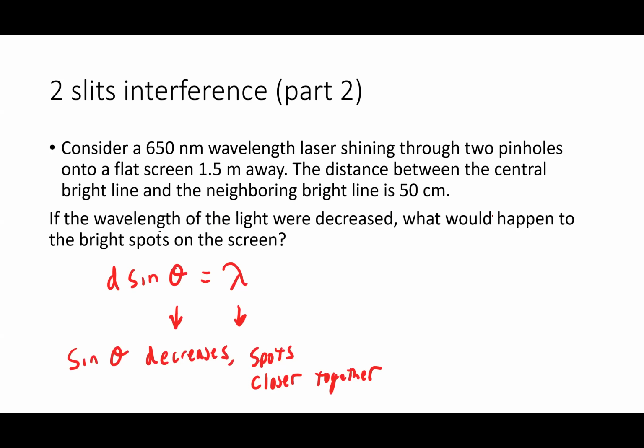Now, if the wavelength was changed, then something about the pattern on the screen is going to change. So, for example, with this d sine theta, the distance between the slits is not changing as I decrease the wavelength. So if I decrease the wavelength, the only thing that can change is sine theta, meaning that my angles are going to get smaller. So if I use a smaller wavelength, so light that was, say, more blue or more purple, higher frequency, shorter wavelength, then those bright spots would get closer together.